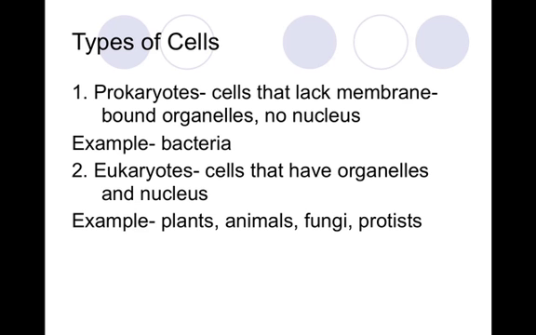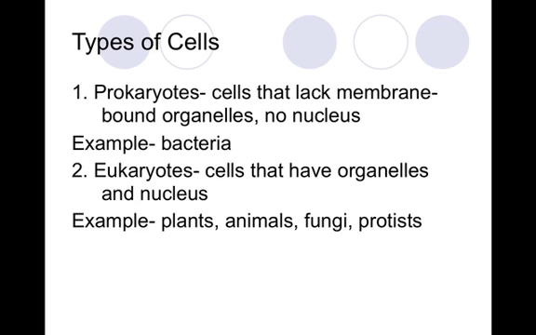There are two main types of cells, prokaryotes and eukaryotes. Prokaryotes are cells that do not have a nucleus and they have no membrane-bound organelles. And we're going to talk more in detail about those in a little while. An example of that is bacteria.